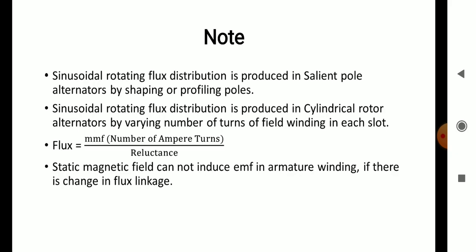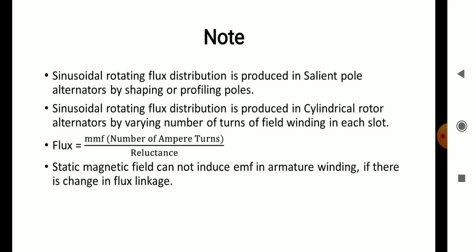The flux is represented by the number of ampere turns divided by reluctance, or you can say the MMF divided by reluctance. So for producing the sinusoidal flux, either we can vary the number of ampere turns and keep reluctance constant, or we can also vary reluctance and keep the number of ampere turns constant. In a salient pole rotor, we vary the reluctance by varying the air gap between the rotor pole and the stator.